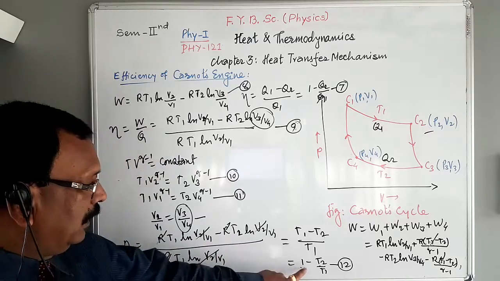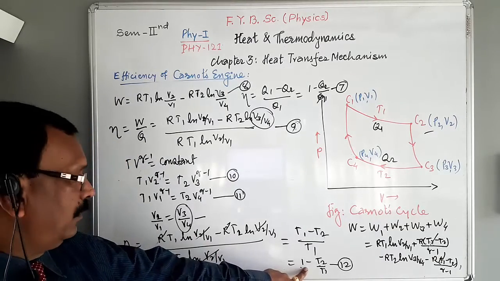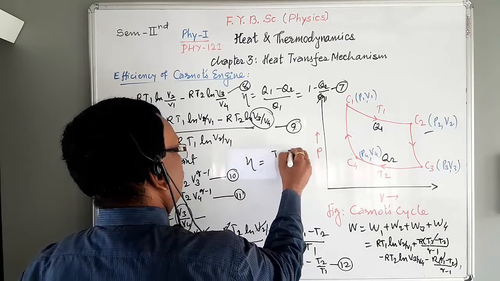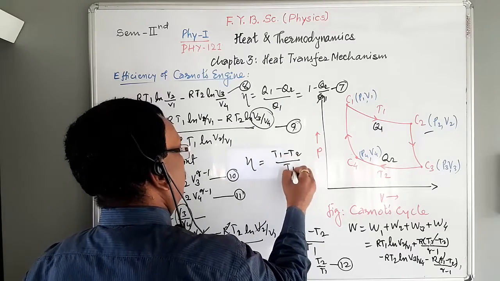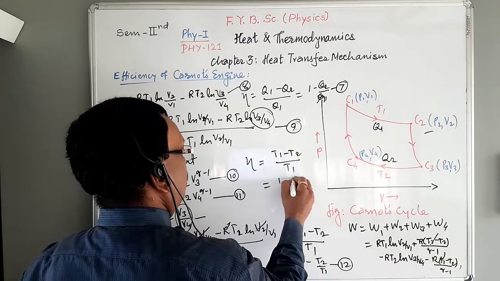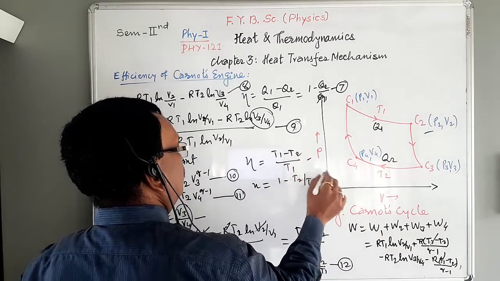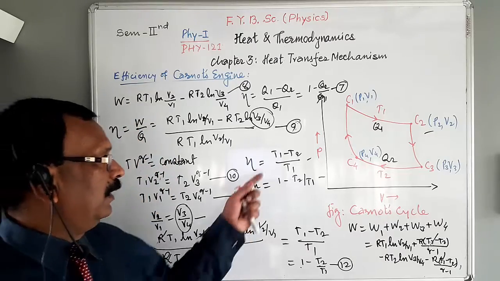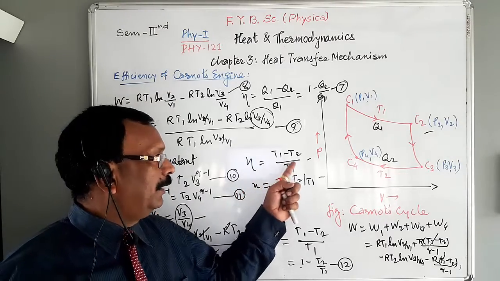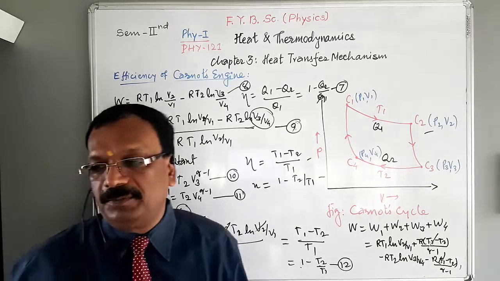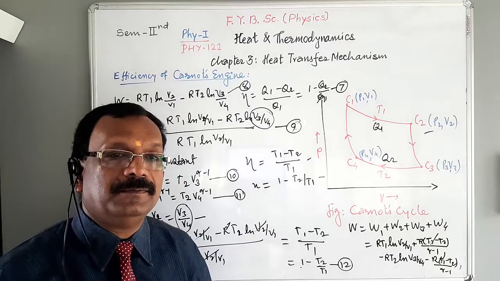Now, this is the expression for eta is equal to T1 minus T2 upon T1, or simply 1 minus T2 upon T1. Both these equations are the same. This equation represents the expression for efficiency of the Carnot heat engine.